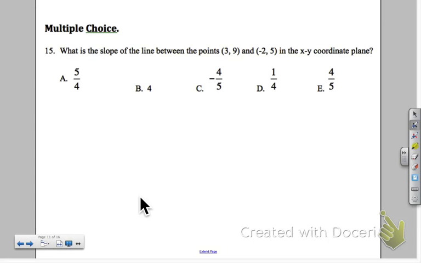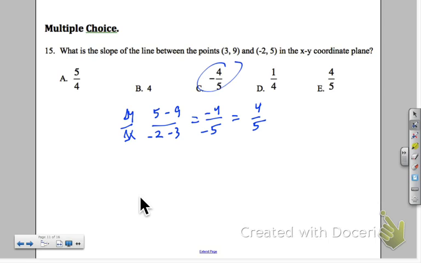Alright, so here we're looking for the slope, so it's just a matter of doing it correctly. It's change in y over the change in x. So 5 minus 9 over negative 2 minus 3 gives us negative 4 over negative 5, and a negative over a negative is a positive 4 over 5. So here is your distractor answer, because that was negative, but you got the 4 over 5. You've got to be careful, and this is the correct answer.